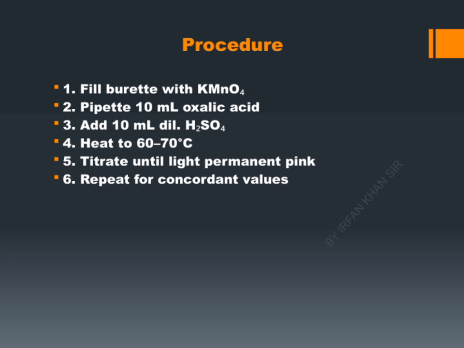Once heated, I titrate by slowly adding the KMnO₄ from the burette until I see a light but permanent pink color. This indicates the endpoint, where all the oxalic acid has reacted. Finally, I repeat the process to obtain concordant values, those that are very close to each other, to ensure precision and reliability in our results. This procedure is fundamental in understanding how titration can be used to analyze concentrations accurately.